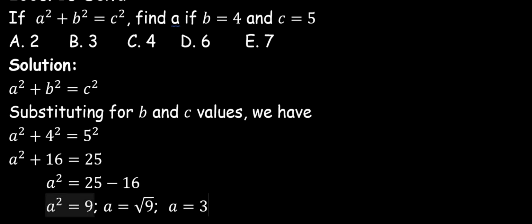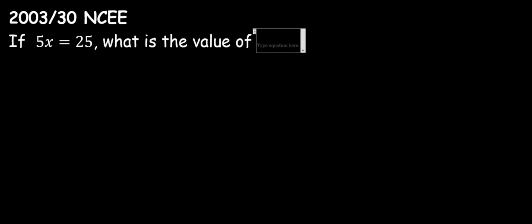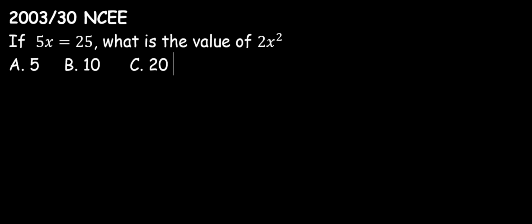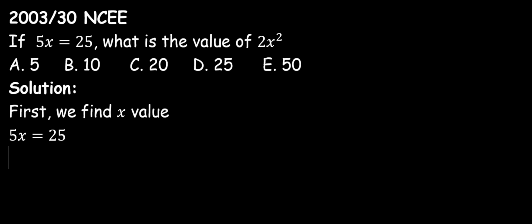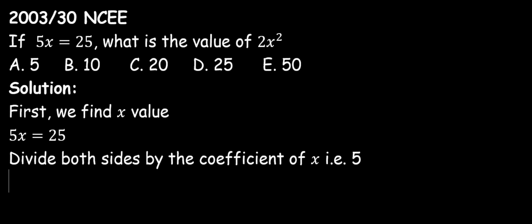Another example. If 5x is equals to 25, what is the value of 2x squared? The options are given. A 5, B 10, C 20, D 25, E 50. Solution. First, we find x value. We are told that 5x is equals to 25. To get x, we divide both sides by the coefficient of x, that is 5. So we now have 5x divided by 5 will be equals to 25 divided by 5. X will be equals to 5.